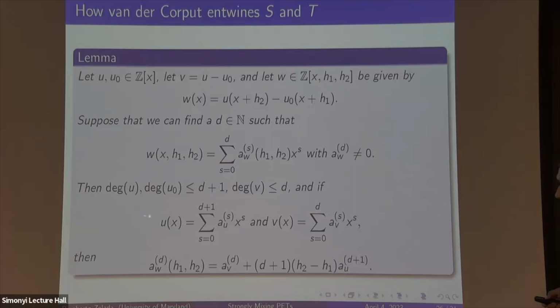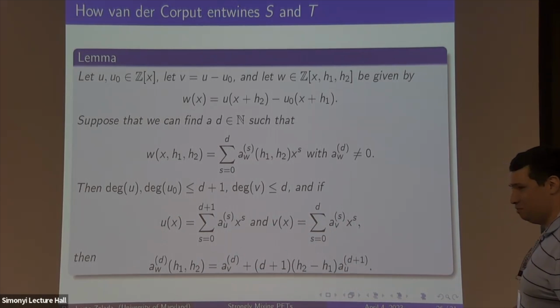And more interestingly, if we set u of x equal to this polynomial here, and v of x equal to this polynomial here, essentially we're defining what the coefficients are. Then what we will call the leading coefficient of w, which is here, will be defined by the leading coefficient of u, which is here, and the leading coefficient of v, which is here. As you can see, we have some h's here. That means van der Corput. So that is good. And we have v here, and v was just a pairwise difference of two polynomials.